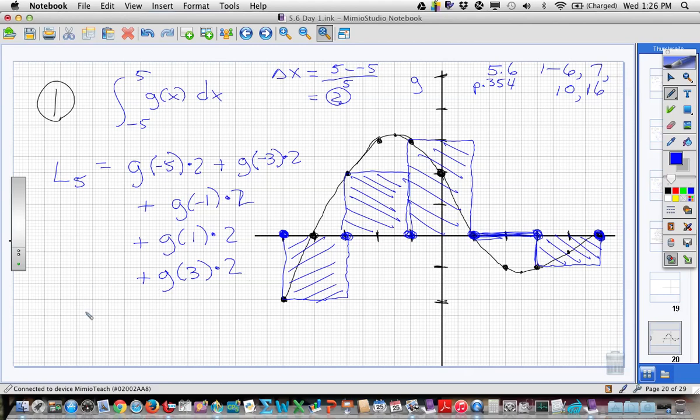Okay? All right, and now plug the actual numbers in. You read them off the graph. So G of -5, that's what? -2 times 2, that's -4. G of -3, that would be up here at 2 times 2, that's +4. G of -1, that is 3 times 2 is 6. G of 1 is 0. And the last rectangle, G of 3, is -1 times 2 is -2. We add those all up, we get 4. And there is our problem number 1. Okay?